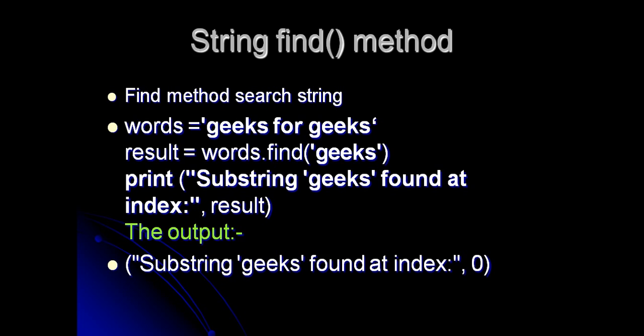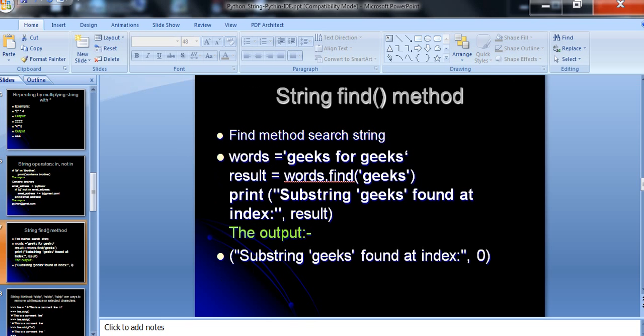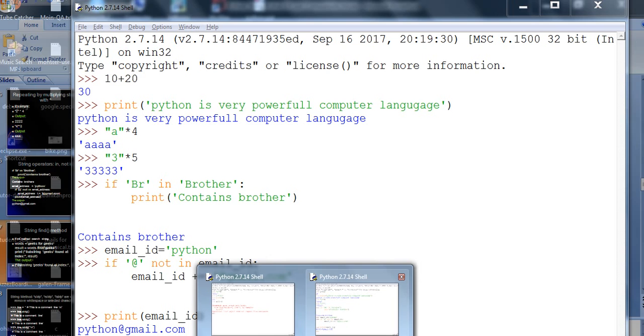So I just wrote words dot find geeks, and I just want to know whether "geeks" is there in this string. If it is there, it will give the position, the index. So in this example, geeks is found, and the position of geeks is the 0th index. That is what this output is. We'll try the same example here.